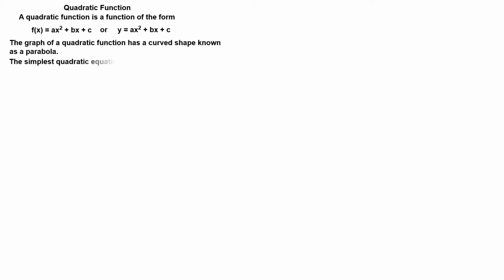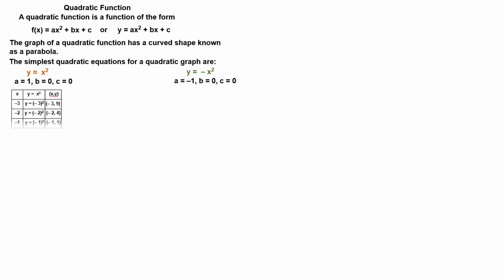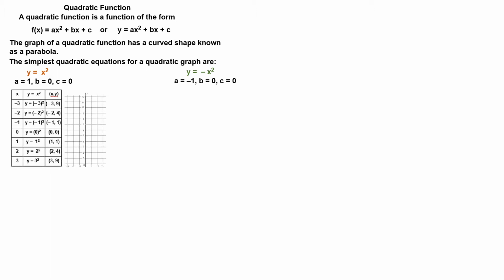The simplest quadratic equations for a quadratic graph are y is x squared, a equals 1, b and c are 0, and y is minus x squared, a equals minus 1, b and c are 0. Now let's draw the graphs. Take the equation y equals x squared to fill a table of coordinates. Plotting these coordinates and joining the points together, we get the parabola.